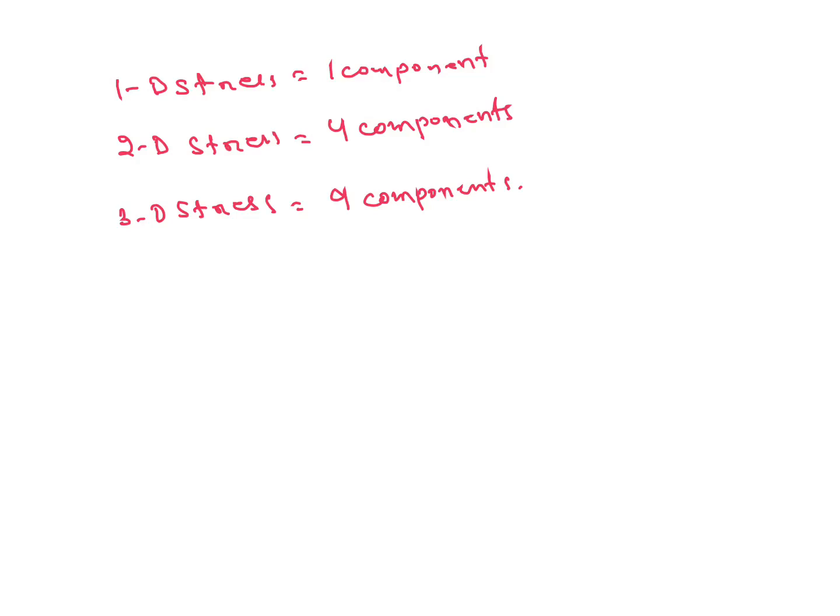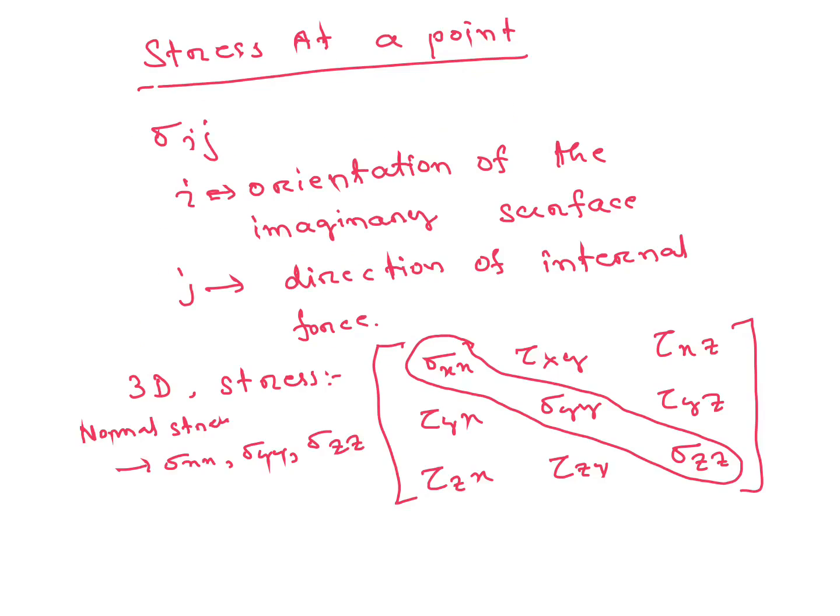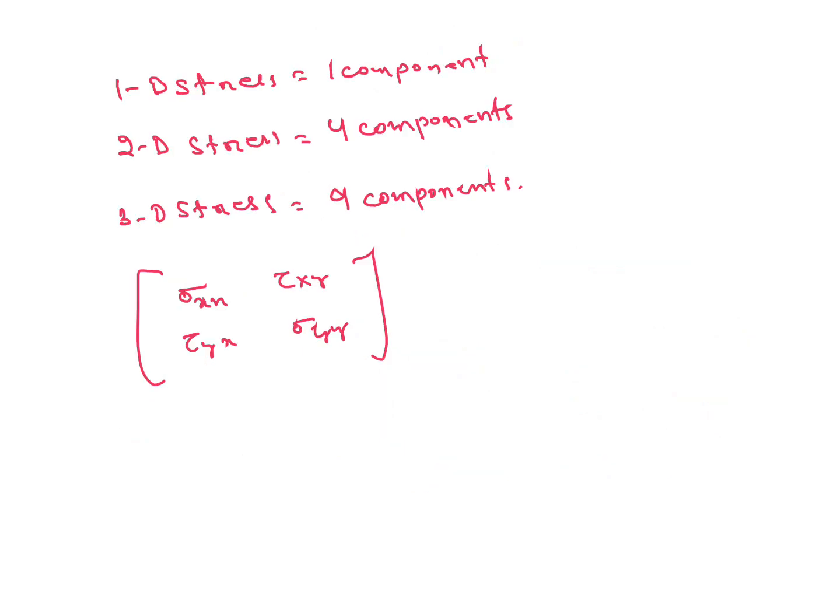For two-dimensional stress, the matrix will come like this: sigma xx, tau xy, tau yx, sigma yy. 4 components, 2 normal stress components and 2 shear stress components. Like this, for the 3D stress element, 3 normal stress components and 6 shear stress components, total 9 components. And for one-dimensional stress, one component is required to completely define stress at a point.